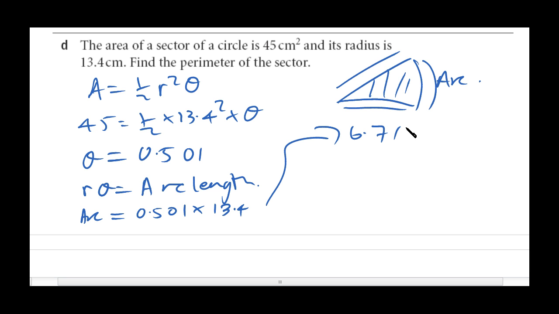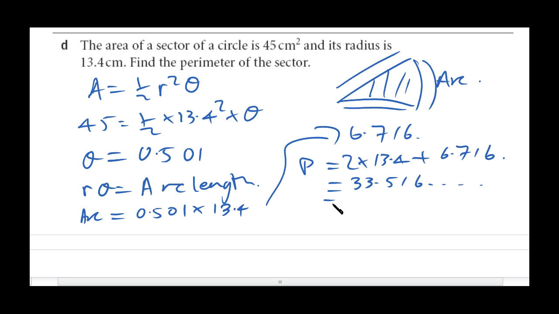So that comes out 6.716. So the perimeter will equal two lots of radius, 2 times 13.4, plus 6.716, and we get the perimeter equal to 33.516 and so on, which is 33.5 centimeters to 3SF.